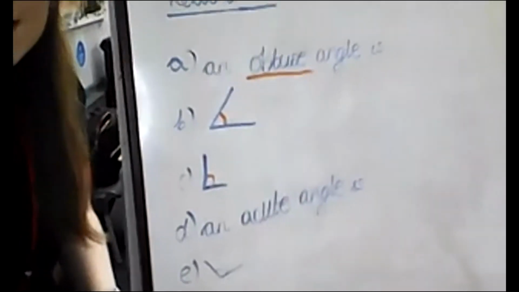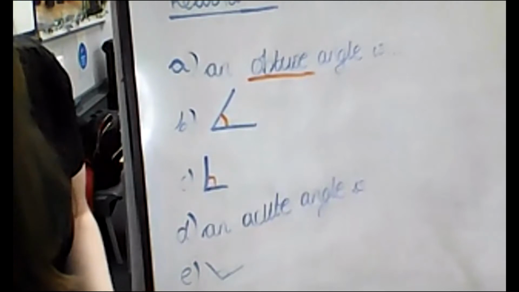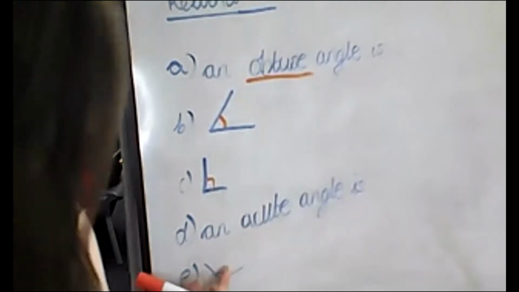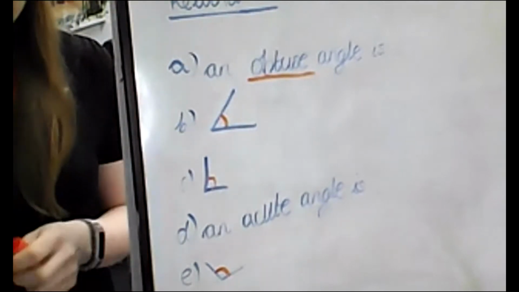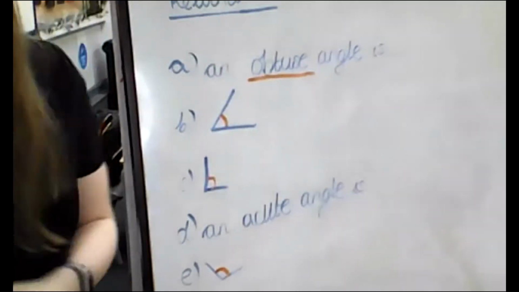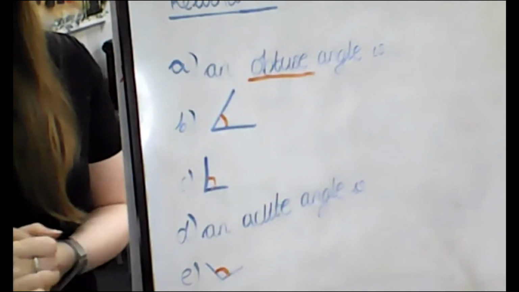Okay, and then questions D and E. D is explaining what an acute angle is. An acute angle is ... Finish that for me. And E, tell me what kind of angle this one is, and I'll draw it on in another coloured pen so it's easier to see. Okay, so I'd like you to pause and have a go at those for me.